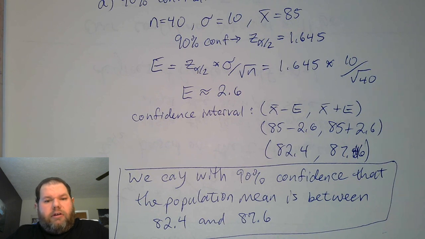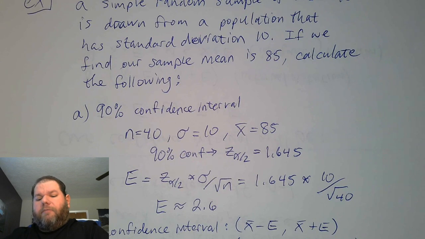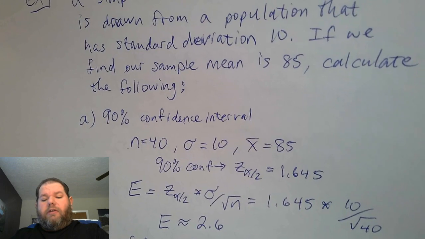Any questions on how we arrived at this, though? Okay. Let us continue. So that was problem A. We wanted to construct a 90% confidence interval. So problem B, let's construct a 95% confidence interval.